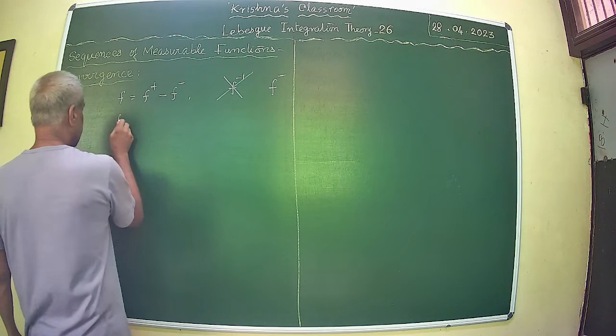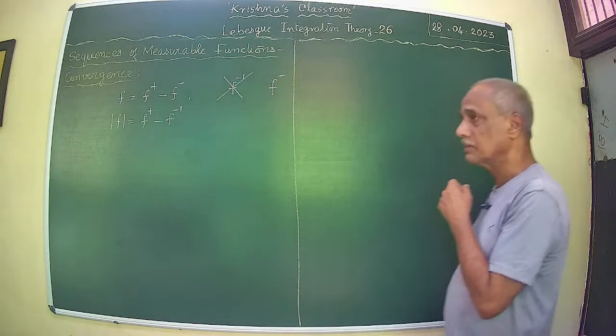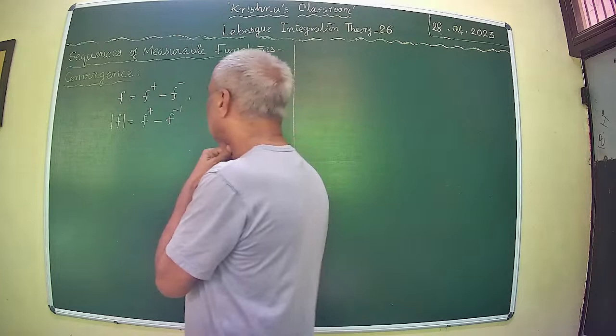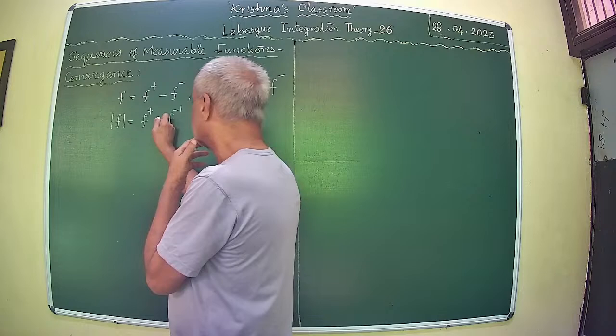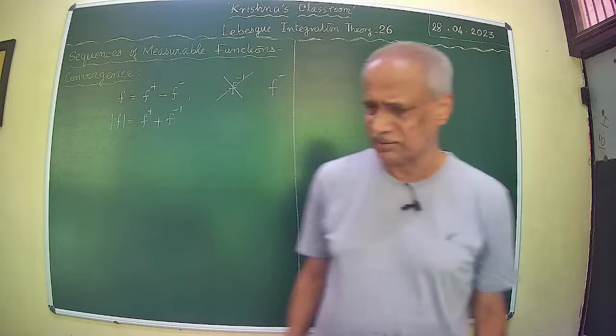And mod f is equal to f plus plus f minus. So we found that if f is measurable, f plus is measurable, f minus is measurable, and therefore their sum is measurable, therefore mod f is measurable. Okay, so these are all the properties, and that's where we ended last time.